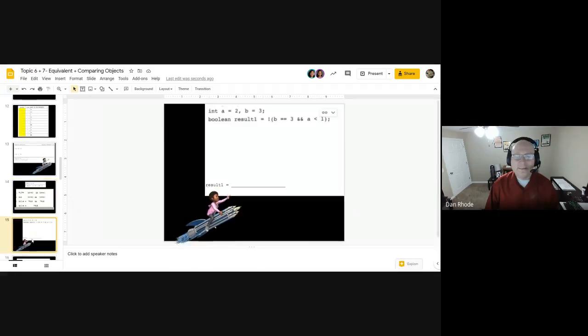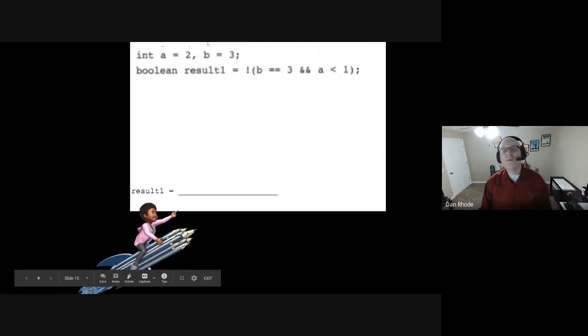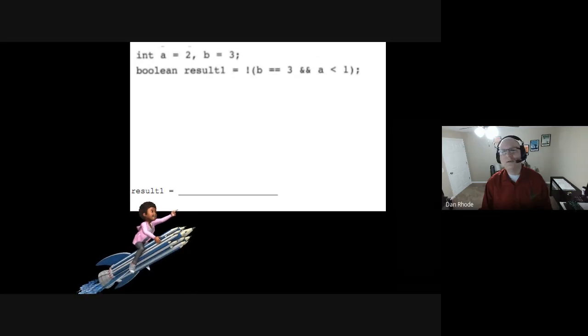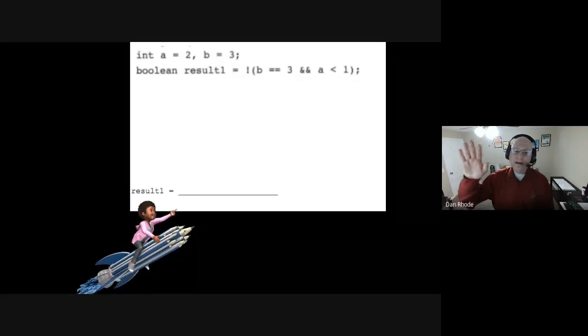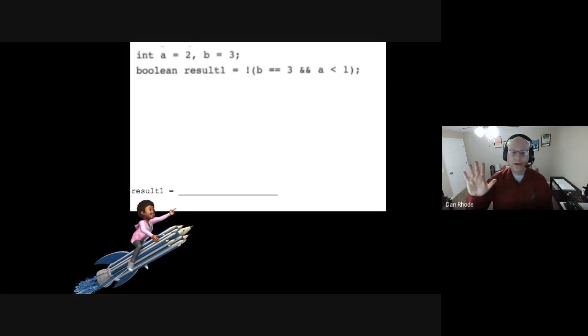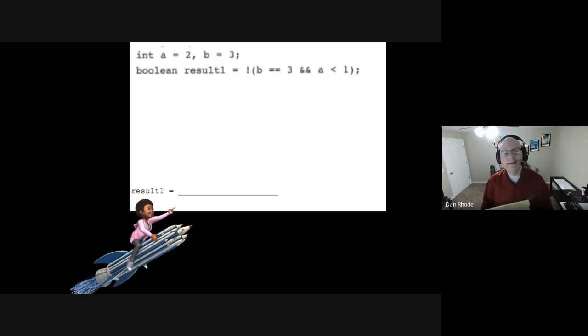All right, but wait, there's more. Can you please solve? First, write it out, and then solve this DeMorgan's problem. And what I'm going to ask you to do is when you have it solved, would you mind lowering your hand? So right now your hands are up. When you have it solved, would you mind putting your hand down?